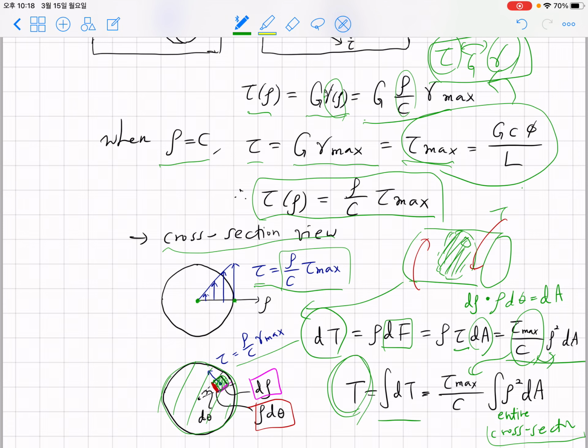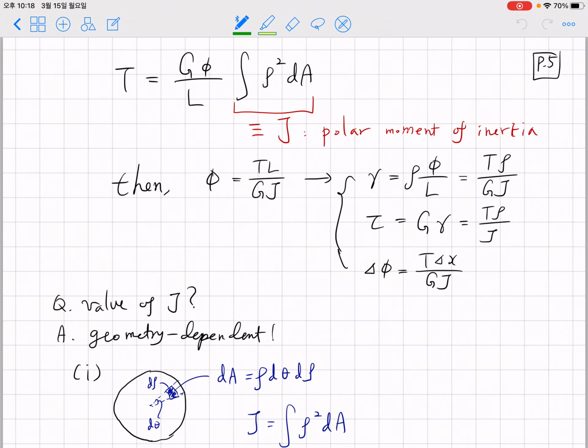Then you can make this relationship between the torsion T, the maximum shear stress tau max, the radius C, and this interesting property. Now let's move on further.